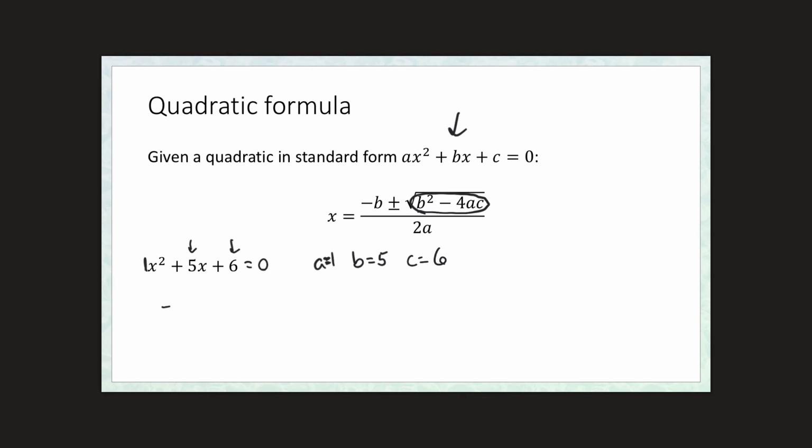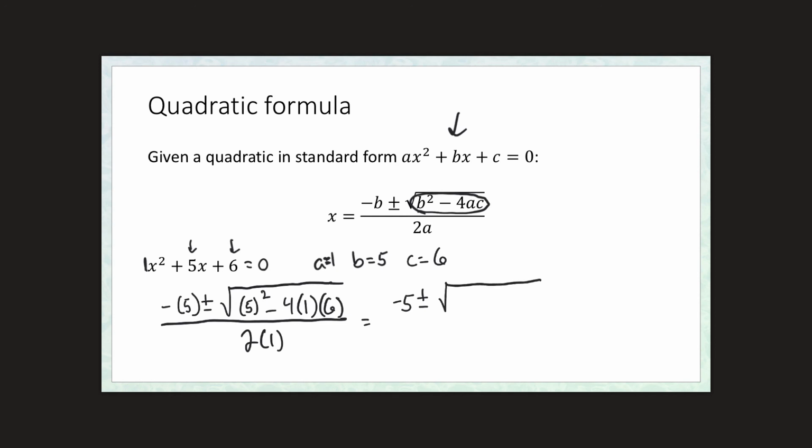So negative b, which is 5, plus or minus the square root of b squared, which is 5 squared, minus 4 times a, which is 1, times c, which is 6. All of that written over 2 times 1. And that equals negative 5 plus or minus the square root of 25 minus 4 times 1 times 6, which is 24, all over 2 times 1, which is 2.